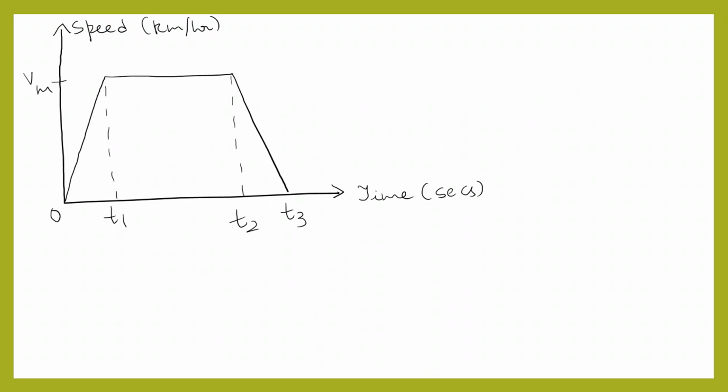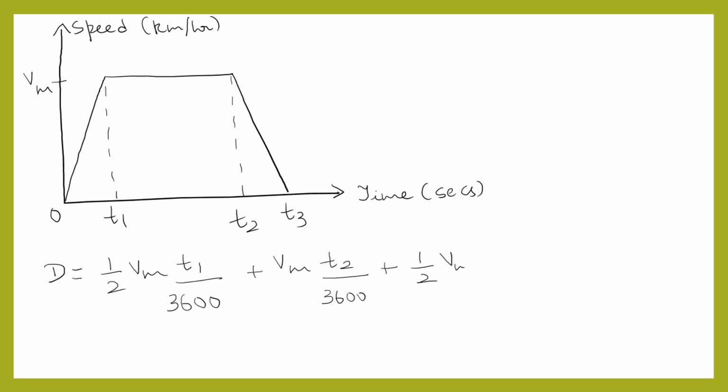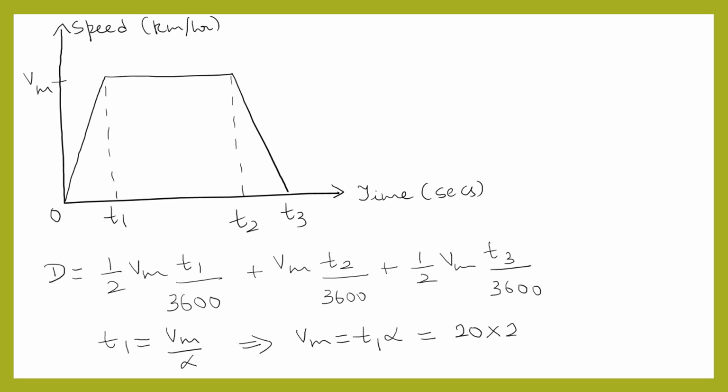So we have the speed time curve to be considered, which is as shown in the figure. So the distance traveled, or the distance between the stations D, is given by the area under the curve, which is equal to half Vm T1 by 3600 plus Vm T2 by 3600 plus half Vm T3 by 3600. So we have T1 equal to Vm by alpha, which implies Vm is equal to T1 into alpha. The time duration T1 is given as 20 seconds and alpha is 2 km per hour per second. So we get Vm as 40 km per hour.